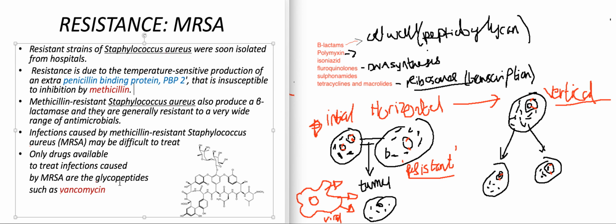And now the only drug that they've recently discovered in order to get rid of or terminate MRSA is vancomycin. So vancomycin is usually administered to people who are thought to have been affected by MRSA.